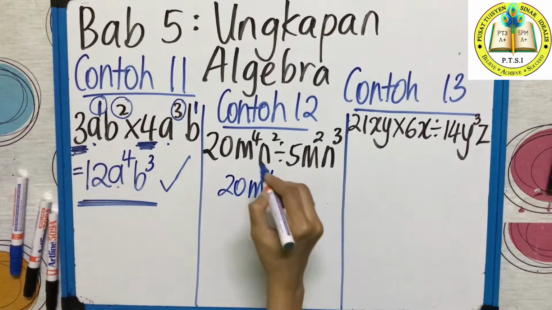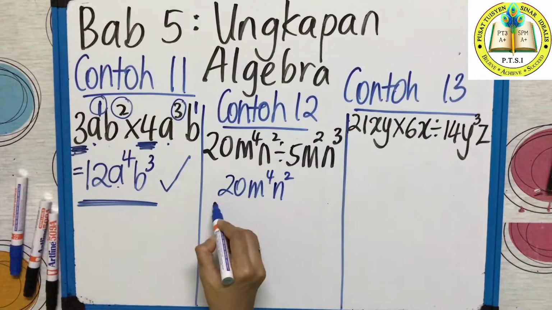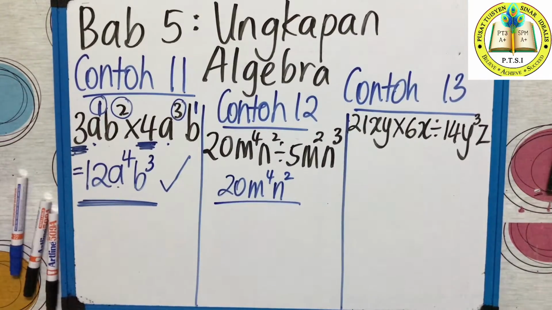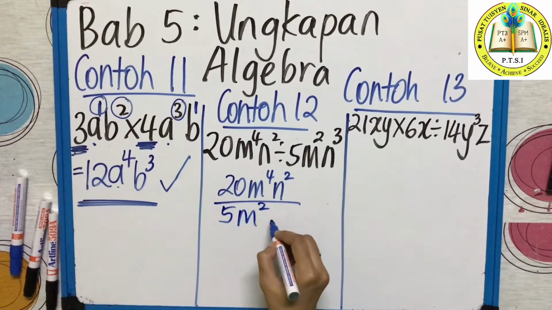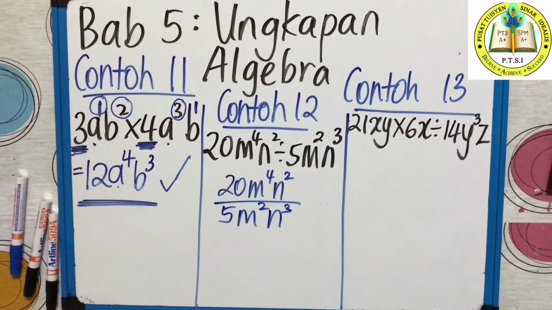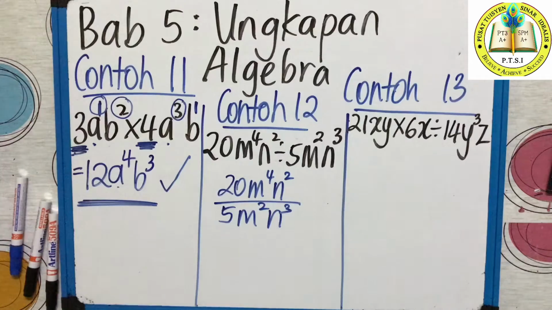20 M kuasa 4, N kuasa 2. When there is a divide, teacher will ask students to put over. Kalau ada bahagi, per, over. 5 M kuasa 2, N kuasa 3. So, when got divide, put over. Okay, now you already put over.